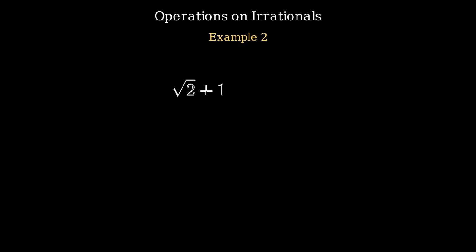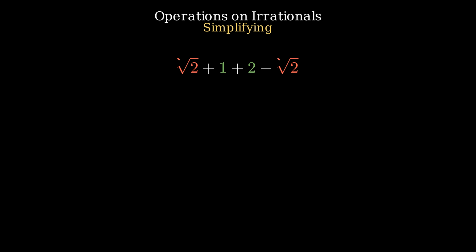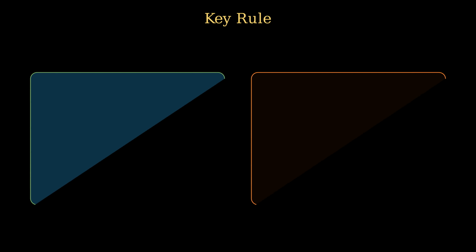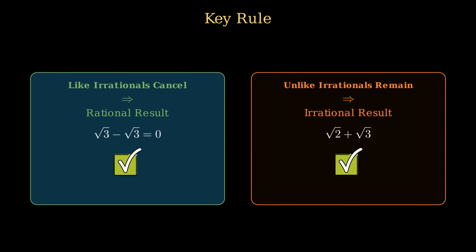Now look at this, root 2 plus 1 added to 2 minus root 2. When we simplify, the irrational parts cancel out. Root 2 minus root 2 is 0. 1 plus 2 is 3. The result is 3, which is rational. The key rule: if irrational parts cancel completely, the result is rational. If they remain, the result is irrational.